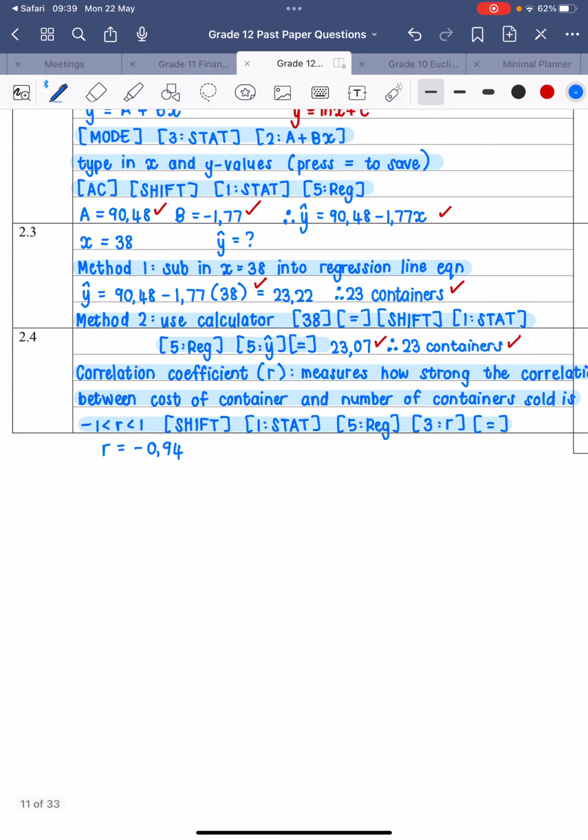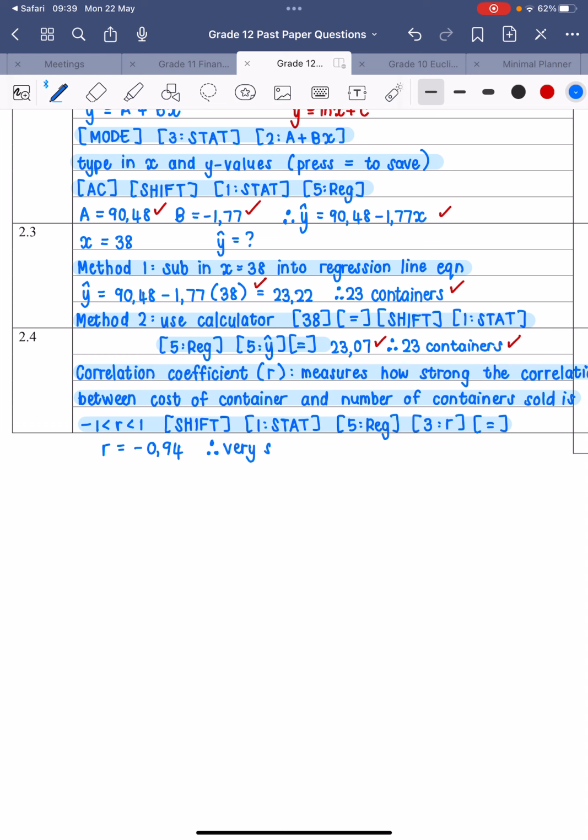Now guys, what happens is that if your correlation coefficient is very strong, right? If the relationship between X and Y is very strong, then your prediction is going to be very accurate. Okay, so this -0.94 is close to -1. So that means it's a very strong correlation.